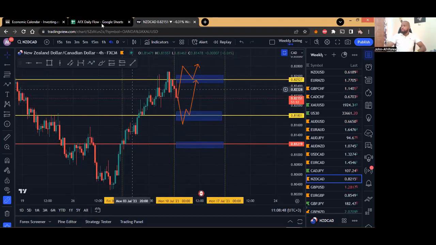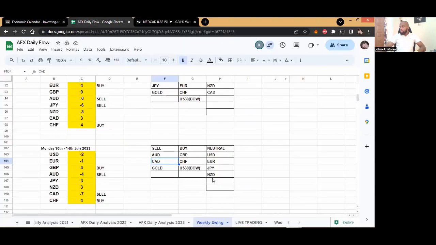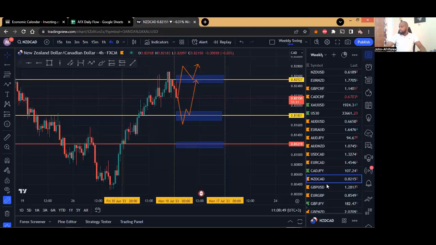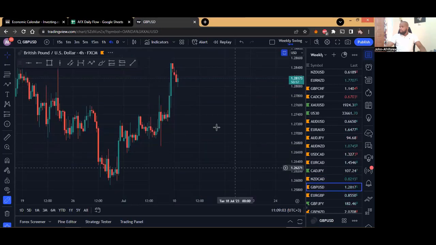So I hope you guys have taken notes on what the plan is. So we're going to move on to the next set of currency pairs, which are the GBP pairs. Mix and match them up with everything on the neutral. So we're going to start off with the Great British Pound against the US dollar.